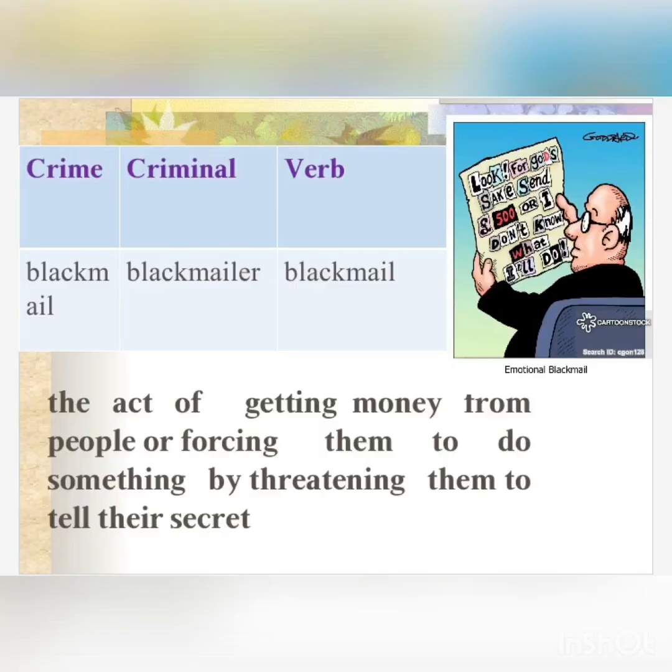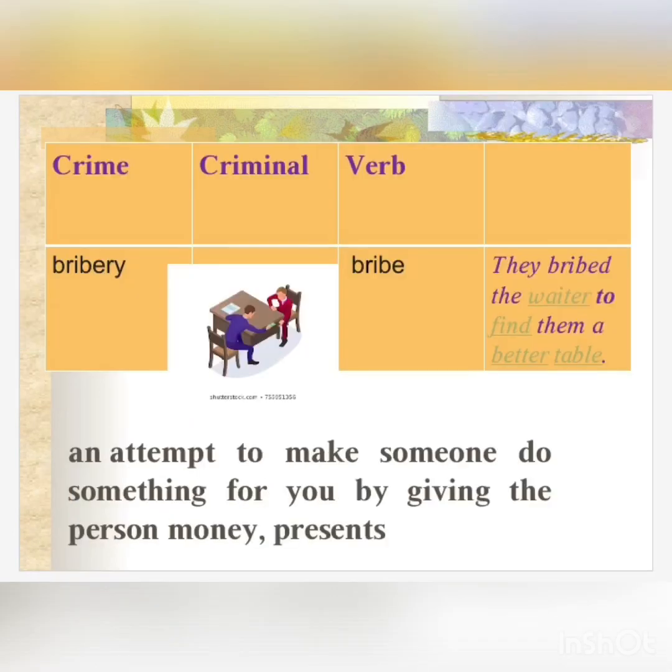So the next new words you may see. Blackmail. As a crime, it is blackmail. Criminal is a person who does the action. A blackmailer. And the verb is to blackmail. Blackmail, the act of getting money from people or forcing them to do something by threatening to tell their secret. Blackmail, blackmailer, blackmail. Repeat and memorize it.